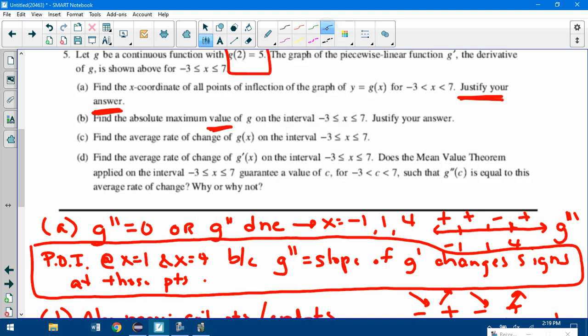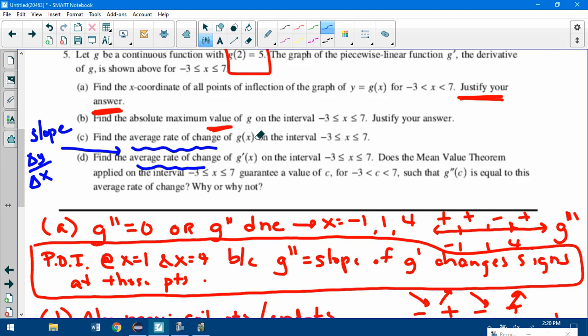Now, average rate of change, when you see those words, that's slope. And it's not the derivative, because it says average. So it's change in y over change in x. Rate of change is derivative. Instantaneous rate of change is f prime. Average rate of change is just regular old slope.